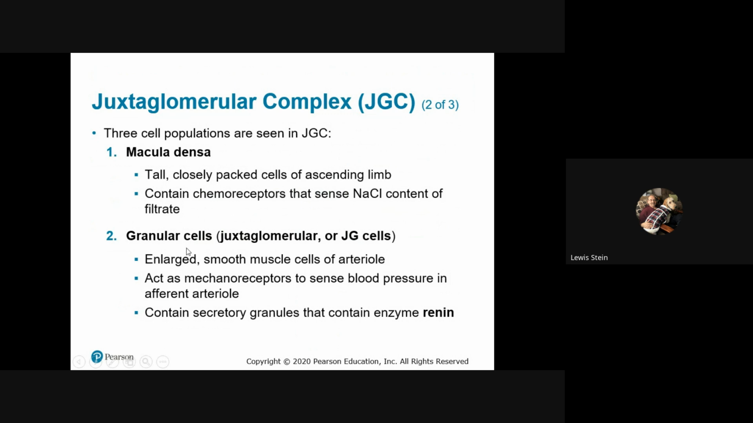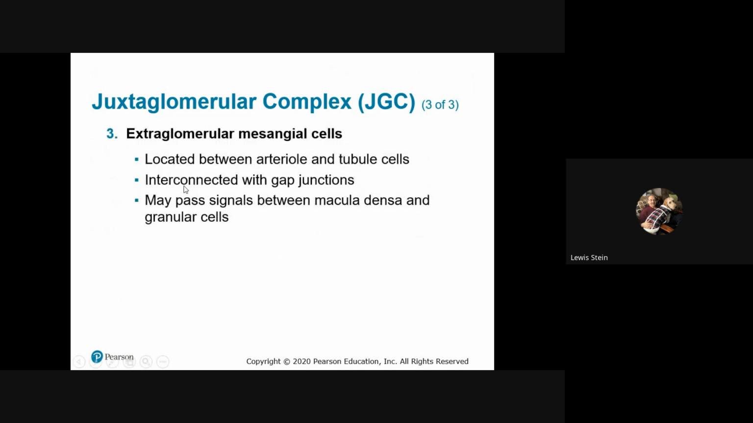So additionally, those are chemical sensors. They are intertwined with these granular cells that are in the arteriole or in the smooth muscle of the arteriole. They are mechanical receptors. They're able to sense blood pressure changes in that afferent, and that's usually the more sensitive of these. And they also contain secretory granules of renin. That's the chemical. In between the arteriole and those tubular cells, there are gap junctions, and this is how the signals pass between them.